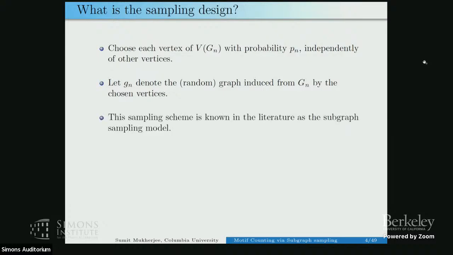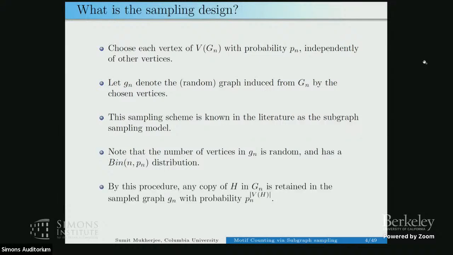And the name proposed by people who have looked at this, so we did not propose this model, is the subgraph sampling model, because as I said, your sample graph is a subgraph of the big graph, and the number of vertices in your sample graph is clearly random. It is a binomial distribution, all very good.